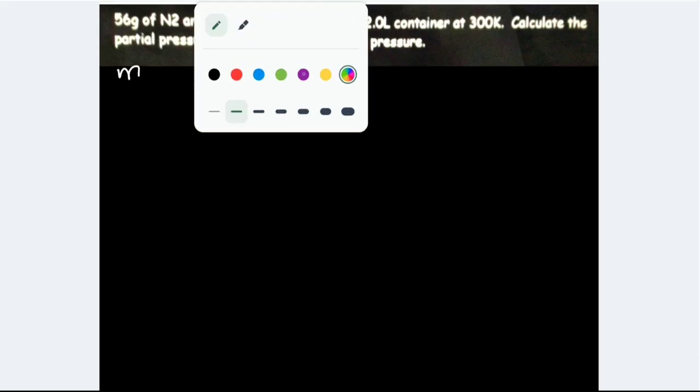56 grams of N2 and 96 grams of oxygen are mixed in a 2-liter container at 300 Kelvin. Calculate the partial pressure of each gas and the total pressure. Okay, so this is what we're going to do since we're given the masses. Mass of nitrogen is 56 grams, and then mass of oxygen is 96 grams.